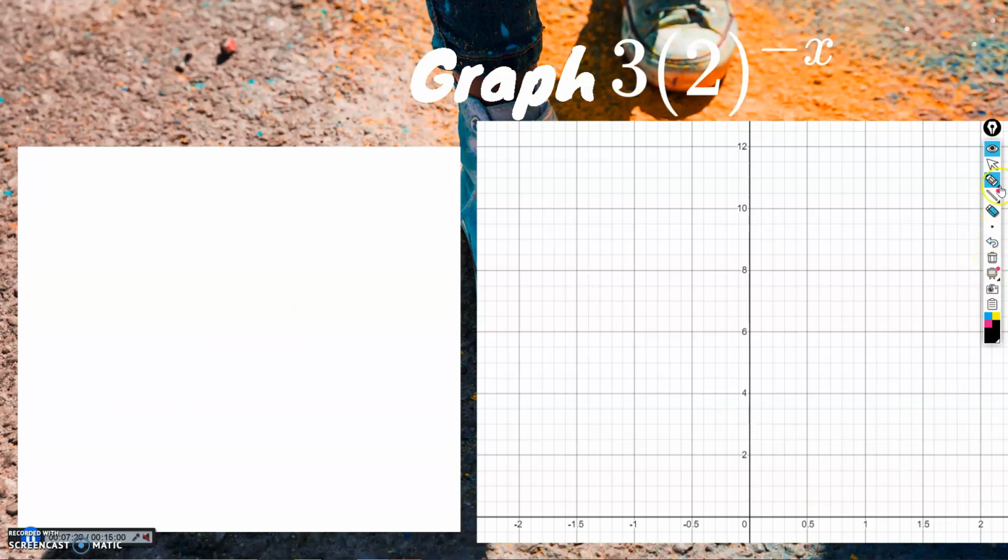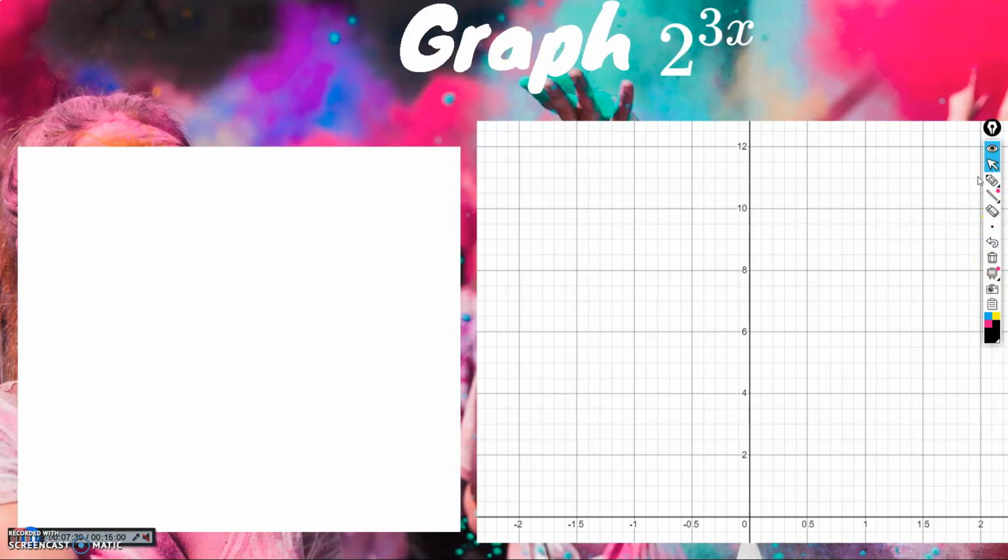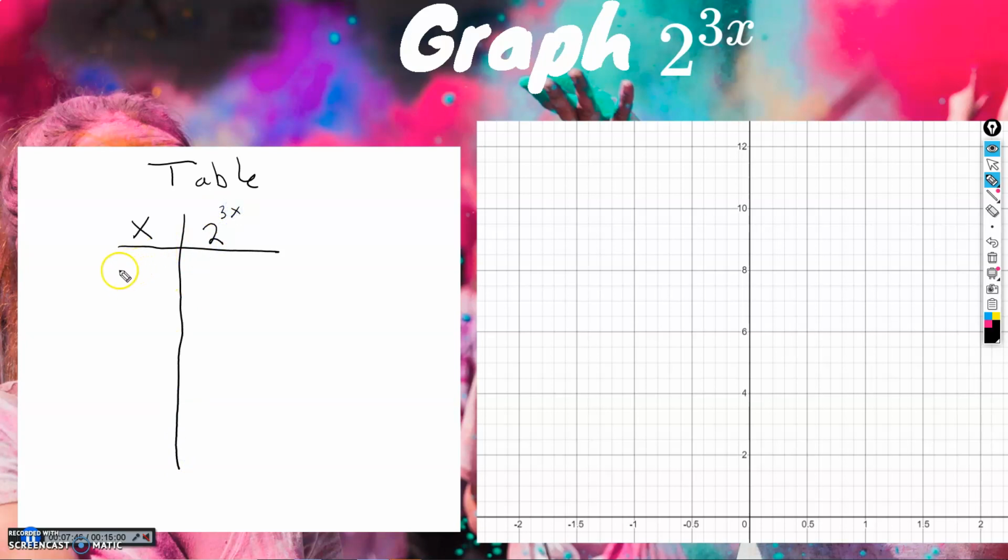Alright, let's see one more example to really bring this point home. What does the graph of 2 to the 3x look like? Again, step 1, we have no technology, so let's make a table. X, and then 2 to the 3x. Again, I'm going to use -2, -1, 0, 1, and 2, but feel free to use whatever x values you like. These are just kind of my favorite.